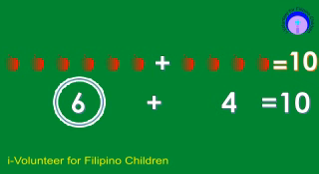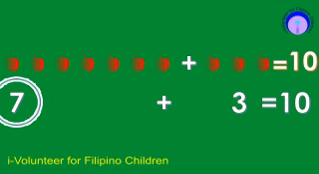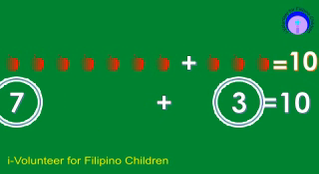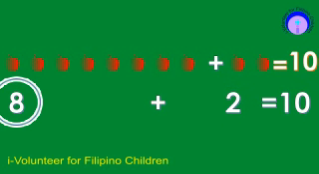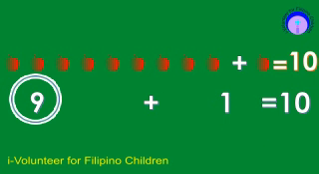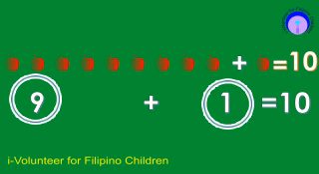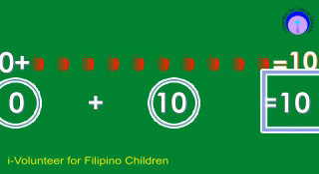6 apples plus 4 apples make 10 apples. 7 apples plus 3 apples equals 10 apples. 8 apples plus 2 apples make 10 apples. 9 apples plus 1 apple make 10 apples. 0 apple plus 10 apples make 10 apples.